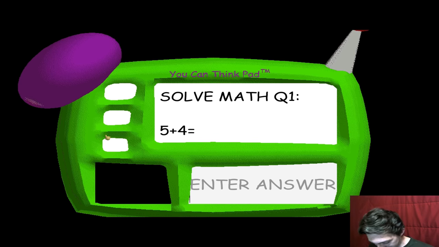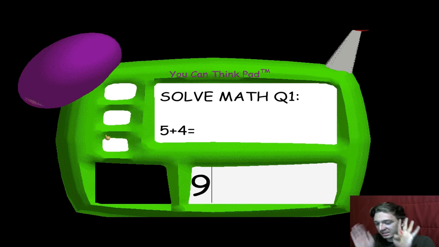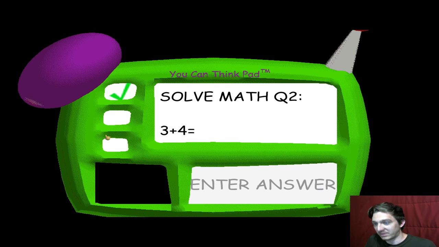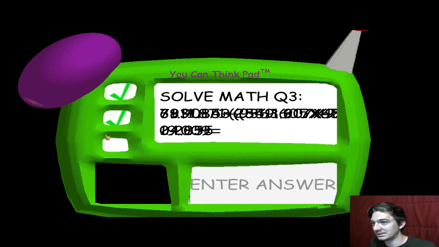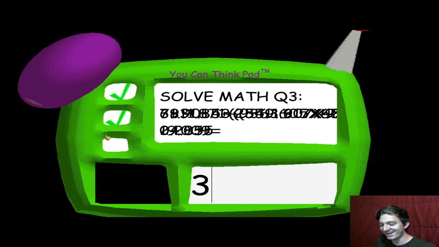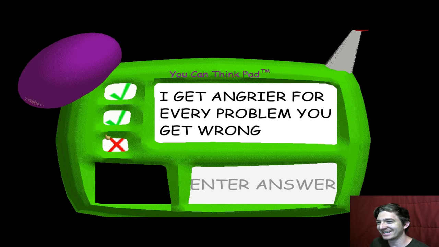Five plus four is min. 3 plus 4 is sin. Random gibber. You know what? Yeah. I can't. Three! That's still my guess! It's always gonna be.